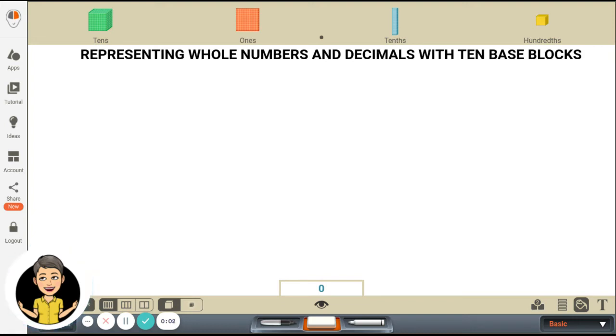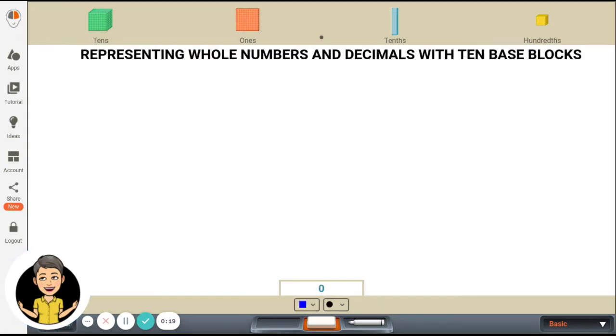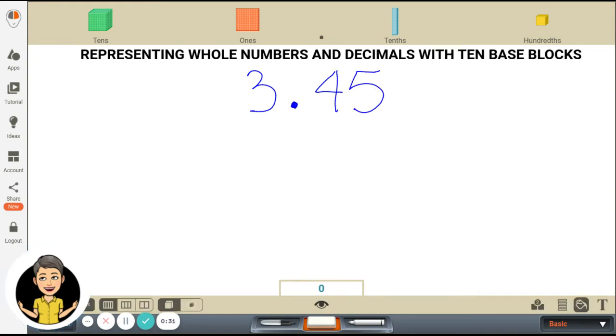Today, at the end of this presentation, you will be able to represent whole numbers and decimals with base 10 blocks. The way we're going to do this is, first of all, we need a number. Let's write down 3 and 45 hundredths. Remember that the last number that you write down on your decimal side is the number that is going to give the name to your decimal. So we have 3 wholes and 45 hundredths.